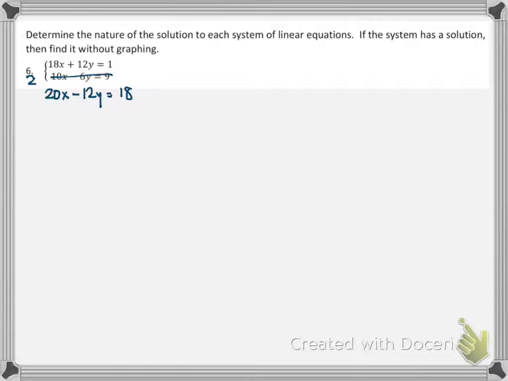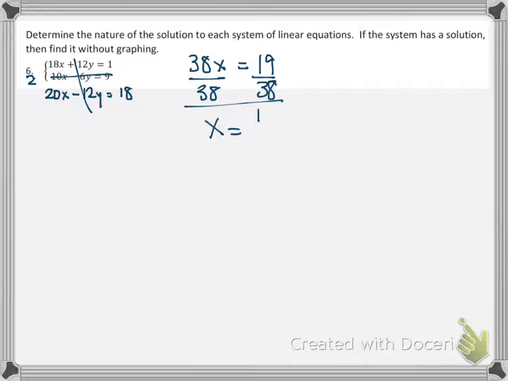So now I've changed that equation, and when I combine these two equations, I get 18x, and 20x is 38x. Then I can combine the y's. Well, they cancel each other out. So now I have equals 1 and an 18 put together is 19. And if I divide by 38, that's going to give me my x value. X is 19/38, which is 1/2.